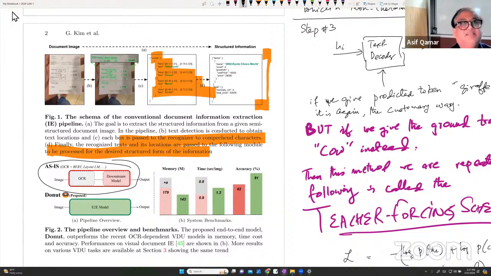Whereas what Donut proposes is just one model, end-to-end. E2E is the end-to-end model, a single model. And the benchmarks speak for themselves. Look at the memory utilization, much less. Time that it takes to run, number of seconds per image, again, much better. And accuracy, what is surprising is this part: in its very first implementation, just at the idea, like a concept, we can do this, and already it's beating the state of the art. That's when you know that it's a good idea, isn't it?